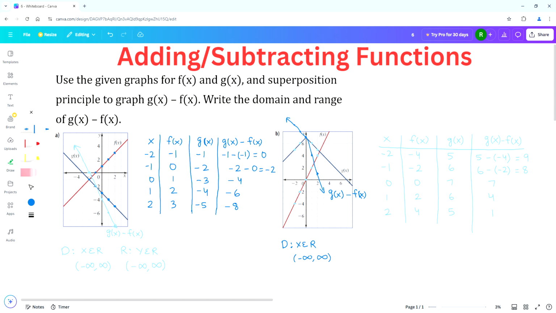Now we can write the range. Range is the set of all possible y values for a function. The graph of g at x minus f at x extends on both sides along the y-axis. There is no restriction on the range, so the range is all real numbers. In interval notation, the range is negative infinity to positive infinity.